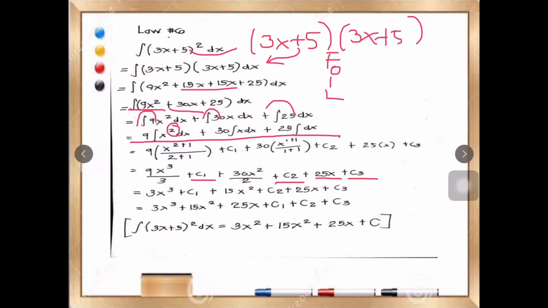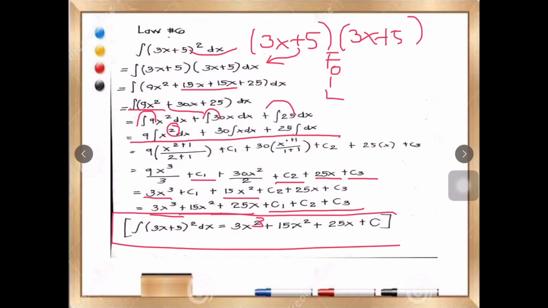Simplifying, 9 divided 3 is 3. So, 3x to the third. 30 divided 2, 15. So, 15x squared. Then, simplifying, we will get 3x to the third here. Then, 15x squared plus 25x plus our arbitrary constant, C.